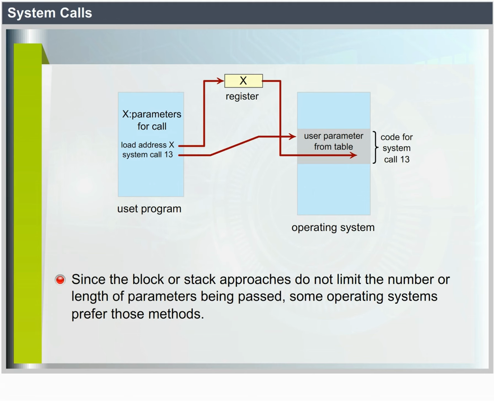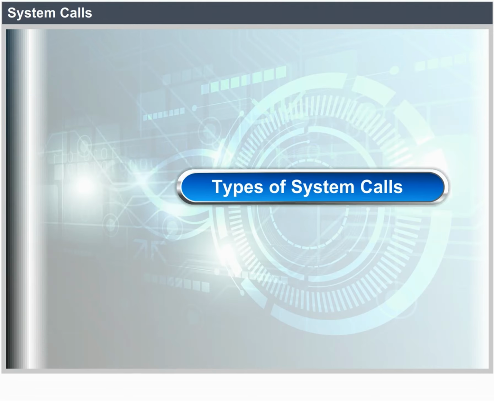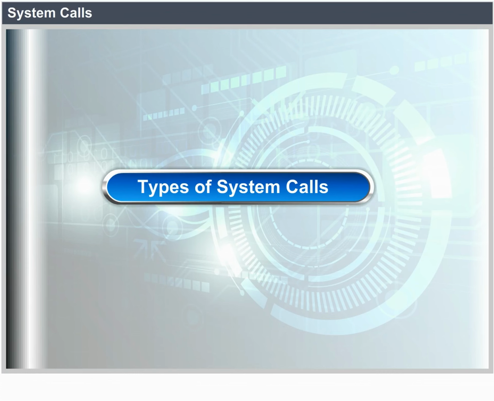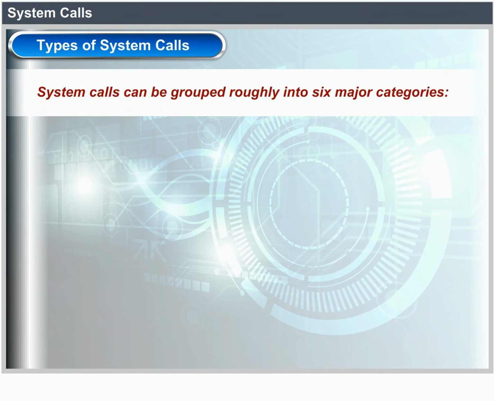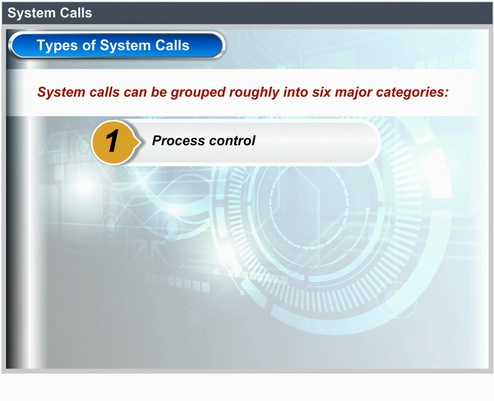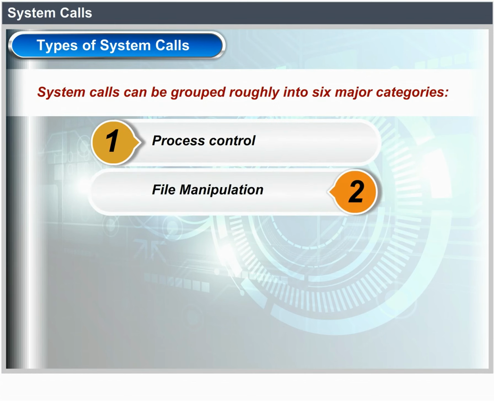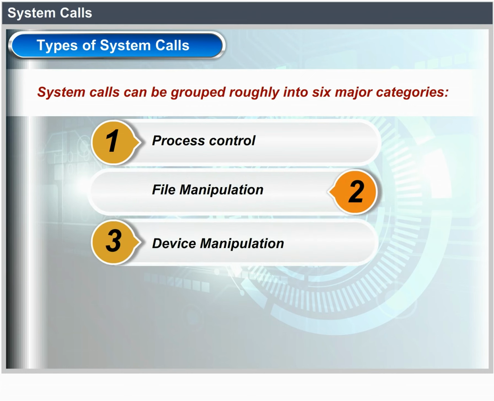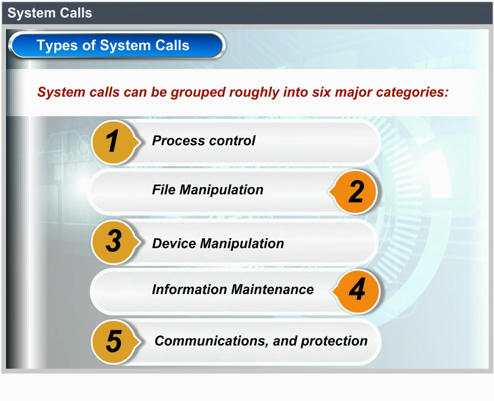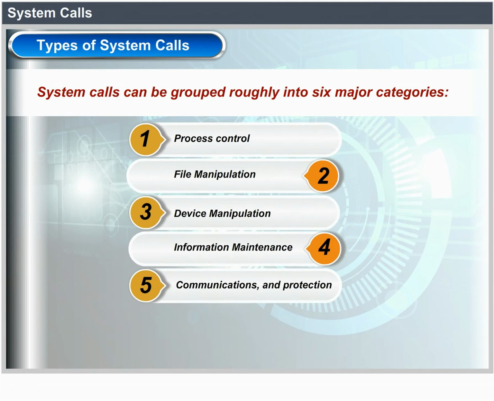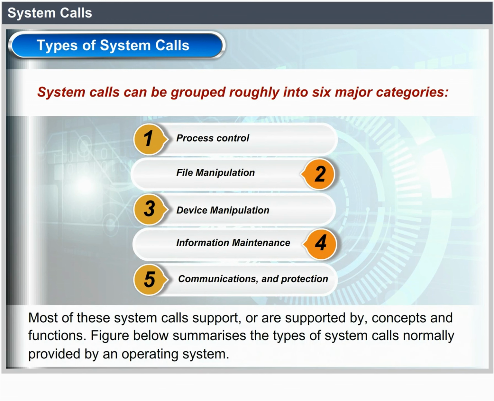Types of system calls. System calls can be grouped roughly into six major categories: process control, file manipulation, device manipulation, information maintenance, communications, and protection. Most of these system calls support or are supported by concepts and functions.